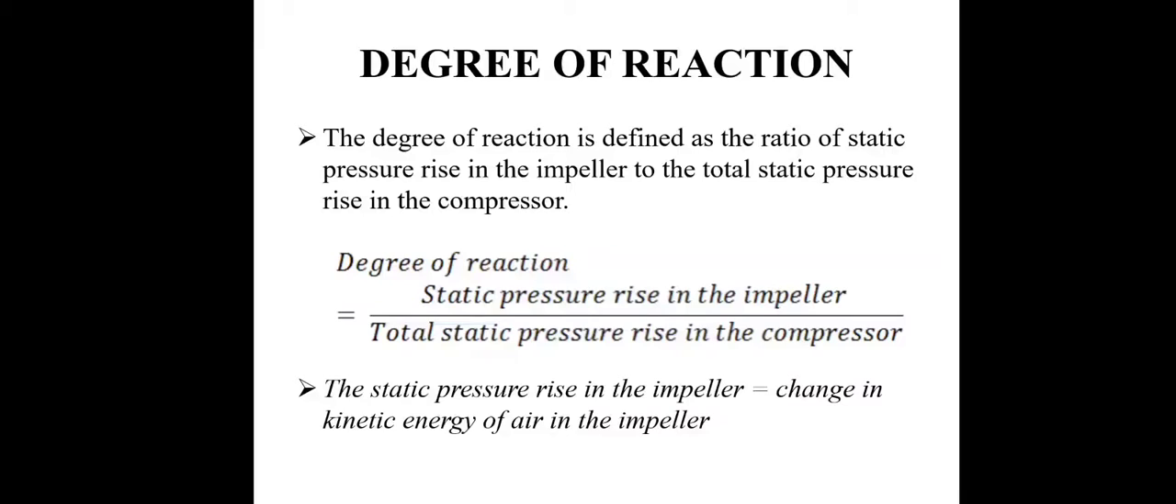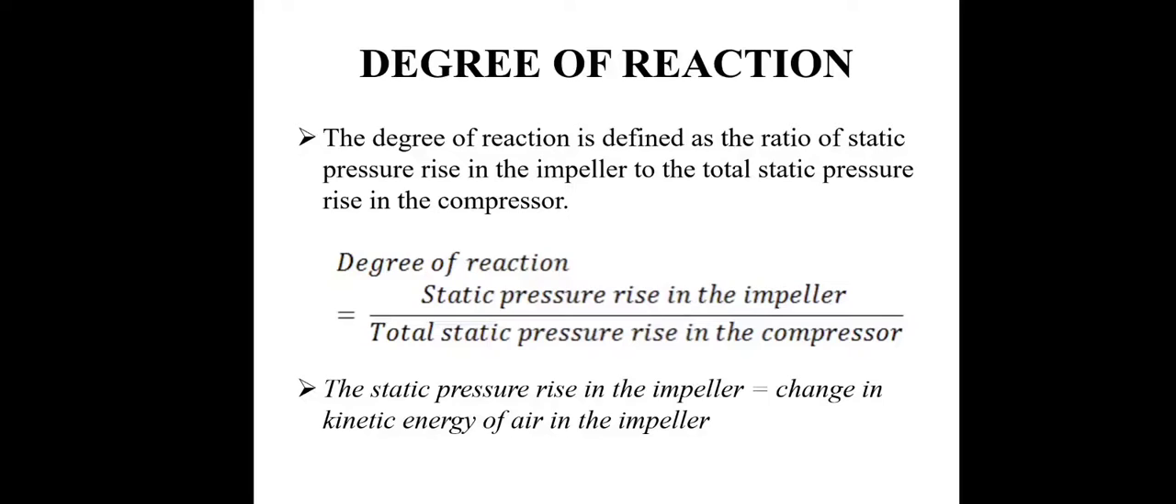Degree of reaction is defined as the ratio of static pressure rise in the impeller to the total static pressure rise in the compressor. So degree of reaction is equal to static pressure rise in the impeller divided by total static pressure rise in the compressor. Static pressure rise in the impeller means the pressure rise due to the action of impeller, and total static pressure rise in the compressor means the pressure rise when the air passes through the compressor.